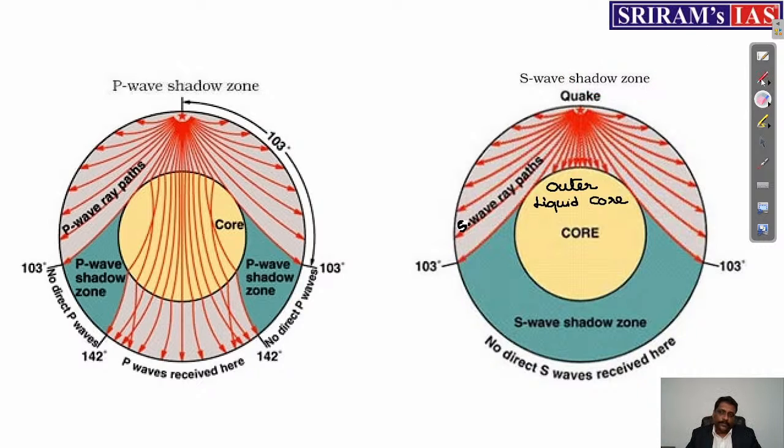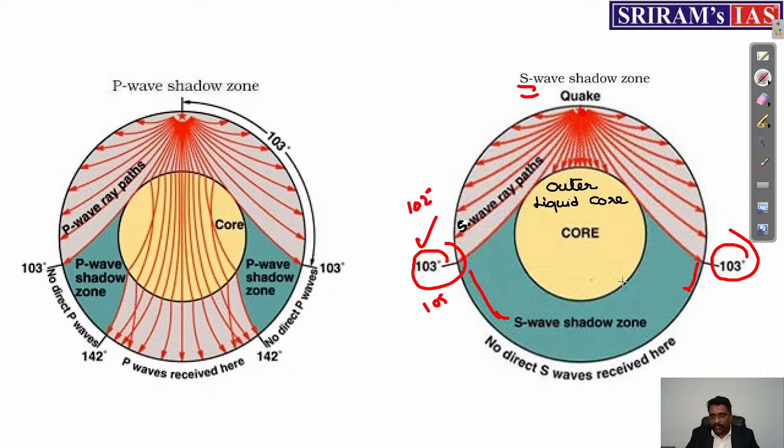Outer liquid core. Normally, from the focus till 103 degree on either side, I'll be experiencing what? This S wave. It will be recorded everywhere, but beyond it, I may not have it. This value will slightly change from book to book. Some of the books you'll be finding 102, some of the books you'll be finding 105. Okay, but not beyond that. Okay. Whereas P wave shadow.